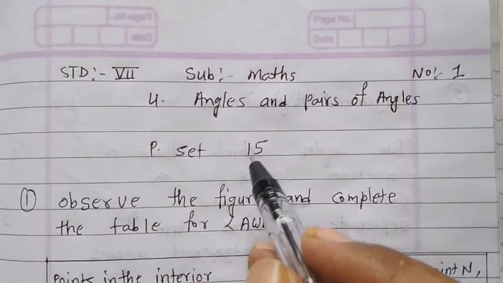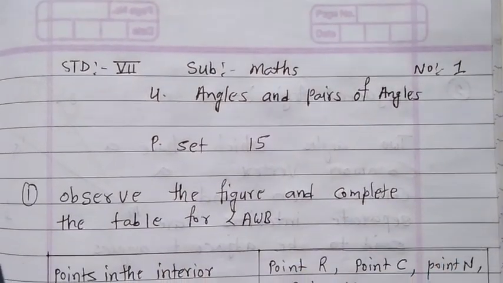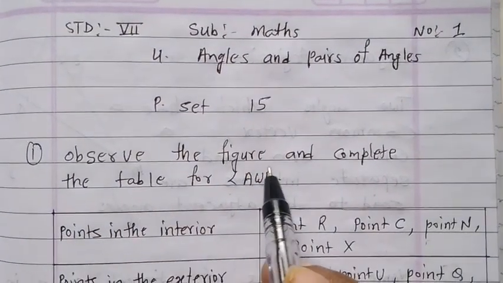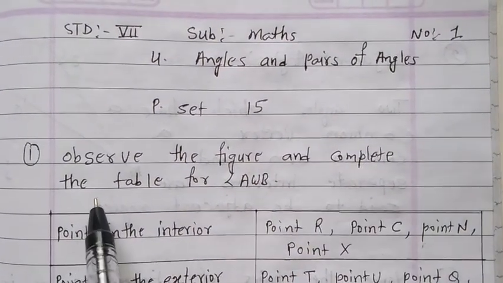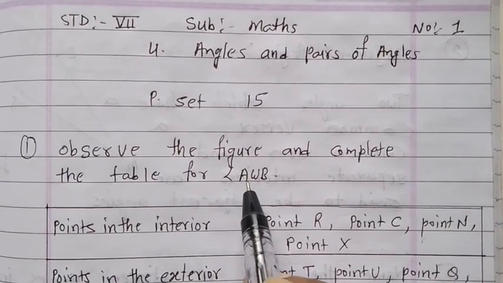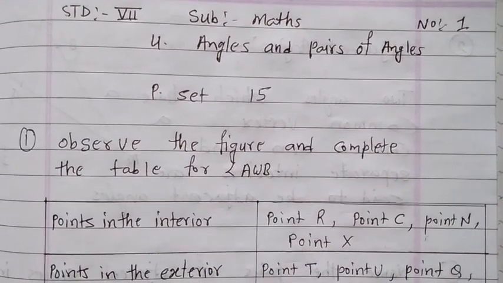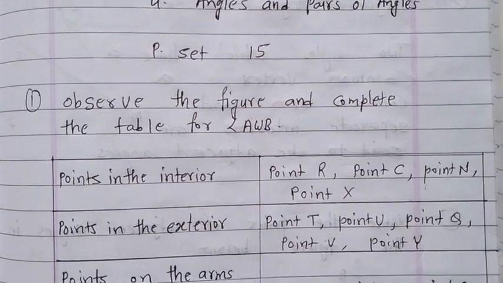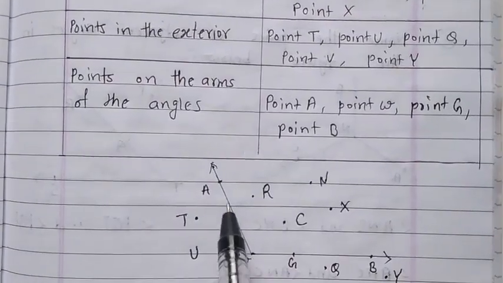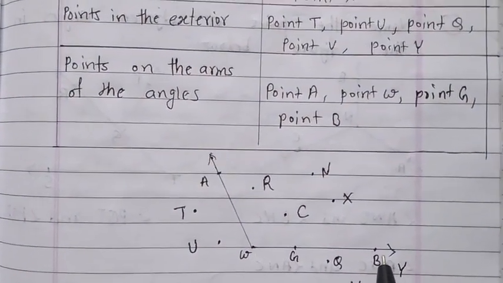Now come to practice set 15. See question number 1. Observe the figure and complete the table for angle AWB. Now see here in this figure, this is the angle AWB.